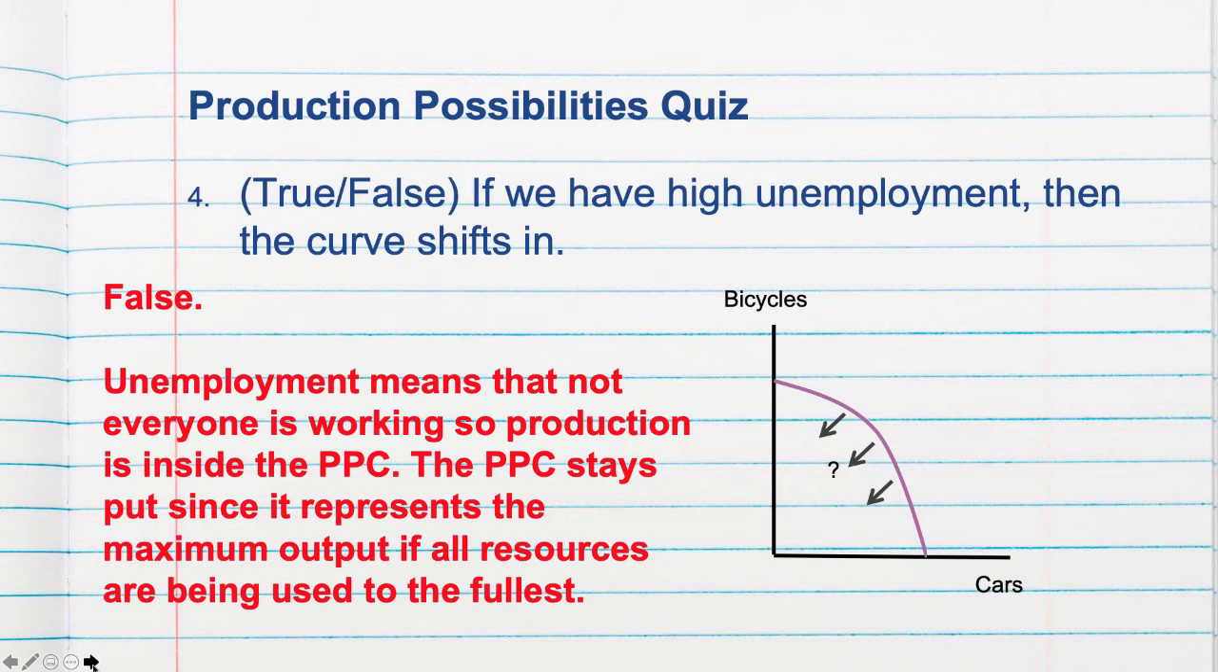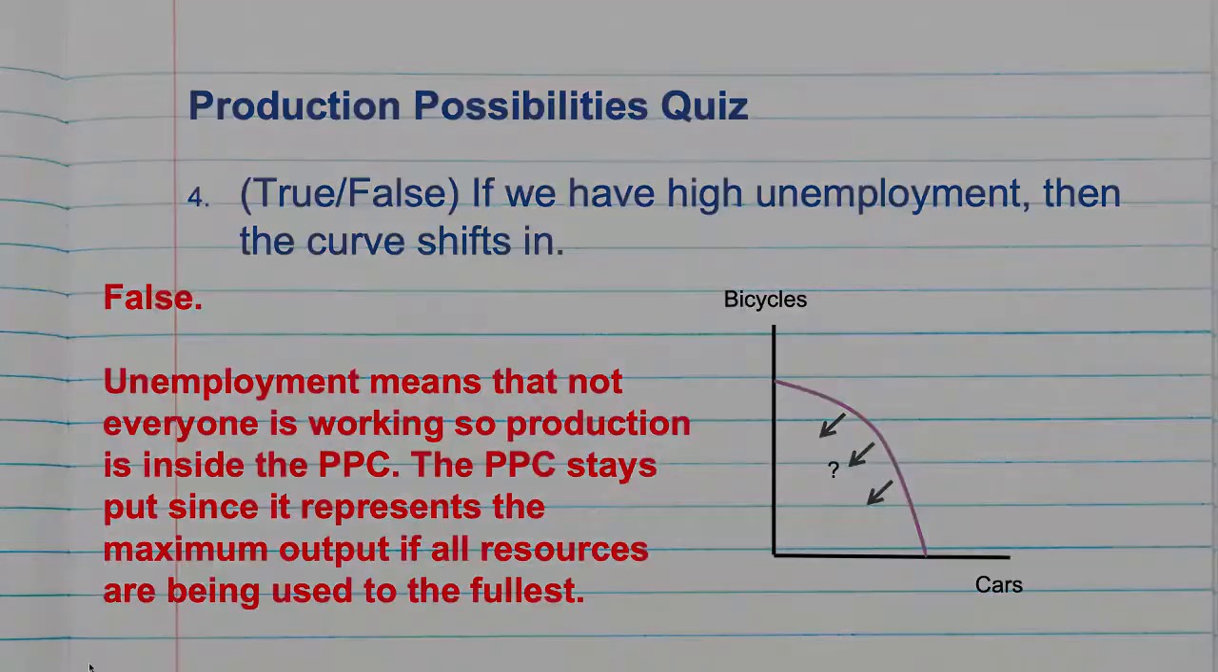Nope. This is false. Unemployment means that not everyone is working, so production is inside the curve. We're at some point in here, but the curve stays the same. We're being inefficient. We are underutilizing our resources.